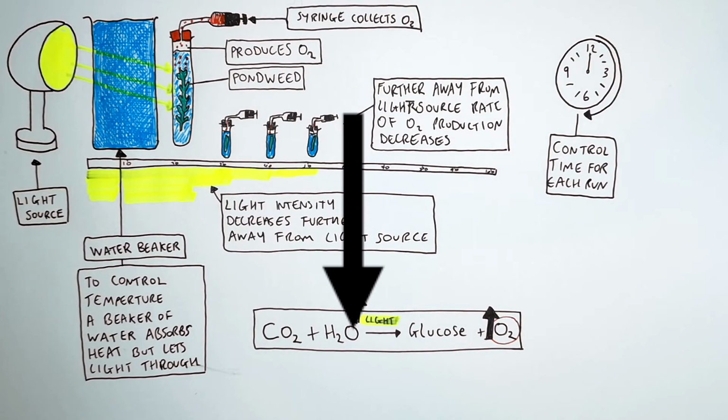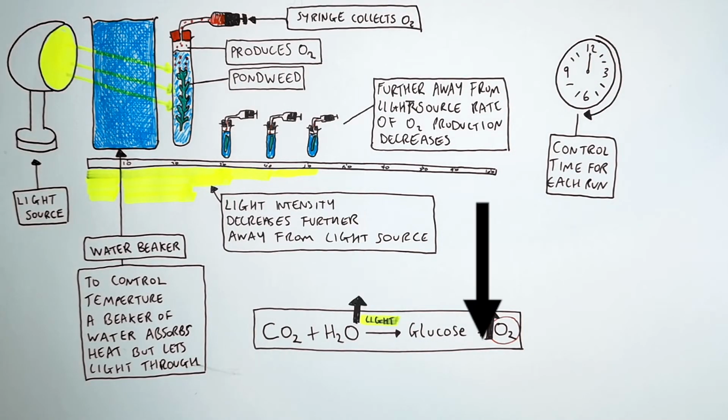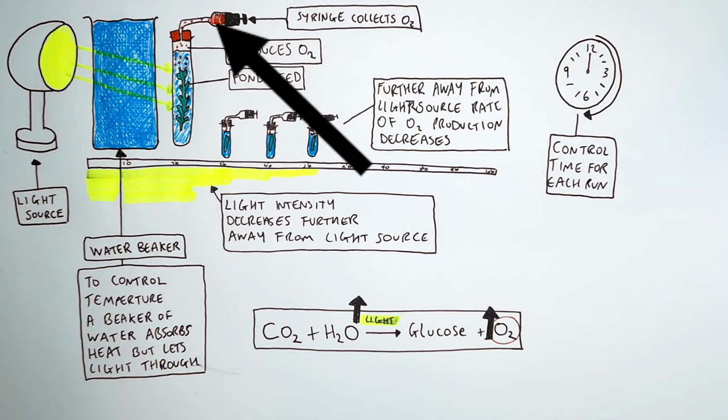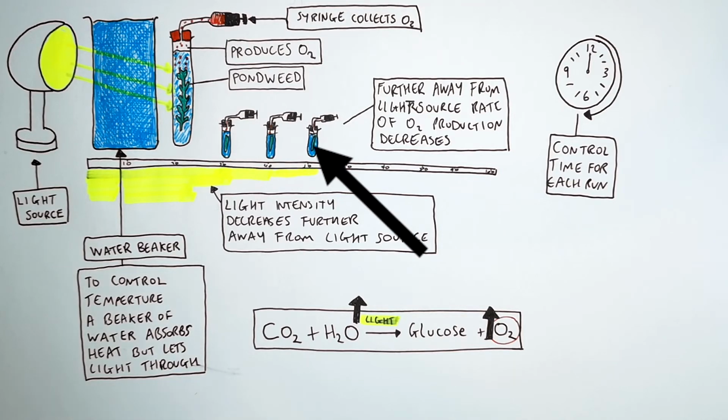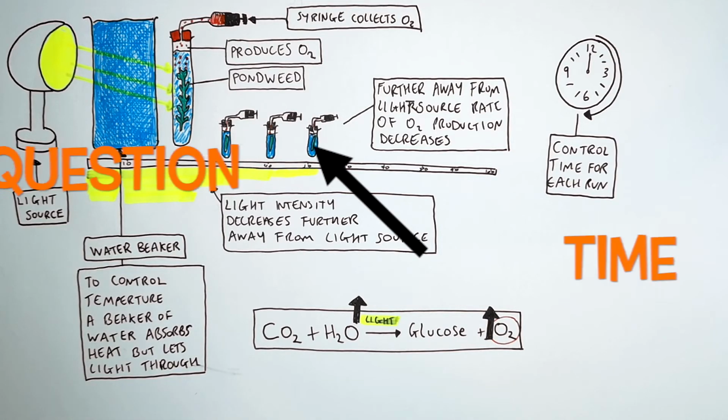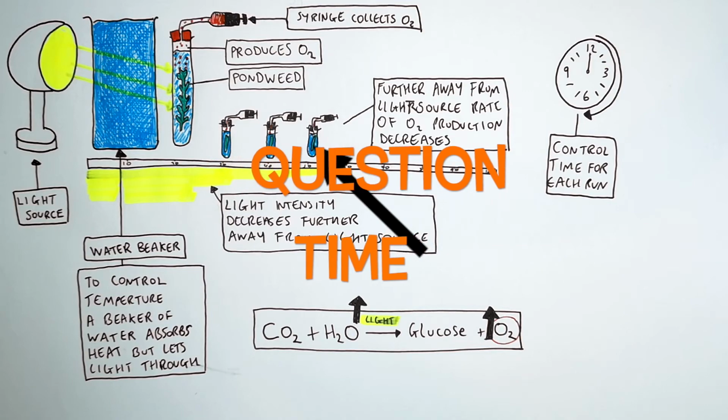Because if you decrease the light intensity, you're going to decrease the rate of photosynthesis. Therefore, if there is a lower rate of photosynthesis, there's going to be a lower rate of production of oxygen by the chloroplast in the plant. Therefore, our syringes are going to collect a lower volume of oxygen the further away the plant is from the light source. It's question time. Attempt these questions to check your understanding.